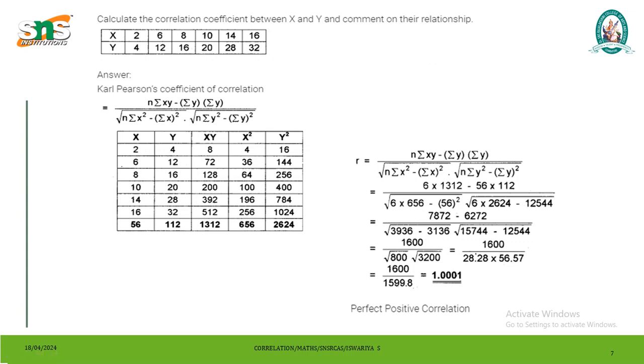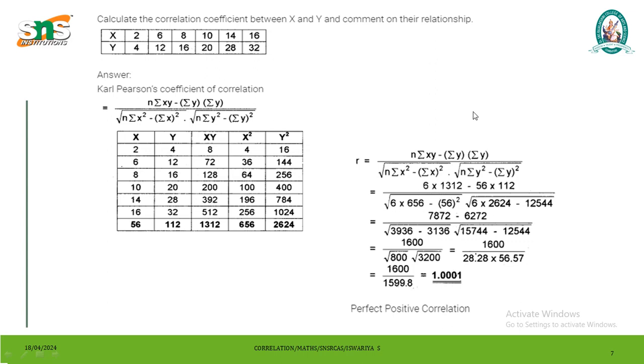So we found all the values of summation. After that we have to substitute them in the formula. Here we have to find the n value also. The n value means how many data are given. When we count, we get 6 data. So the n value is 6.